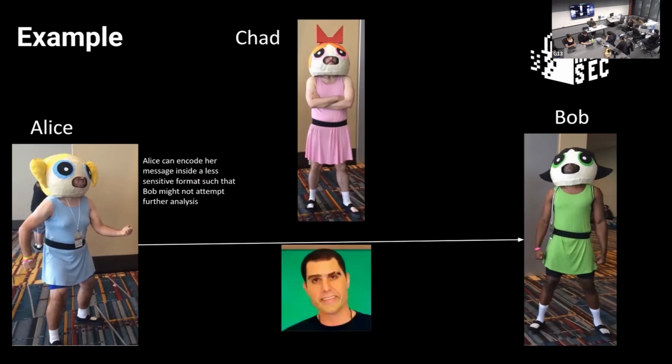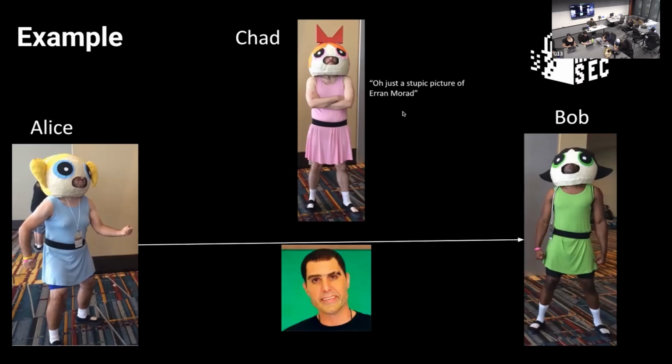So let's say Alice takes an image and uses steganography to encode the message inside the image, and the image should look the same. Chad will just see it and ignore it, and Bob will just get the message. So yeah, and now we know that Alice really likes fonts.